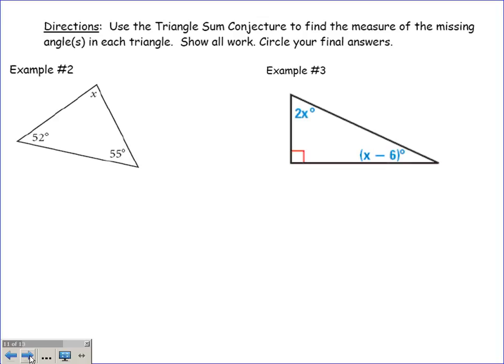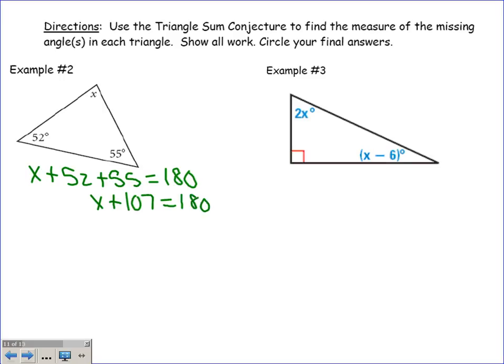So here's the concept: if all 3 add up to 180 degrees, we just say x plus 52 plus 55 equals 180. From there, it's just an algebra problem. This is really what algebra geometry is about: you're taking some geometric concept and looking at it algebraically. That's why it's called algebra geometry 2. So we're going to add 52 and 55 together. We would have x plus 107 equals 180. What do we do from there? Yep, we subtract 107 from both sides. Very good. And x will then equal 73.